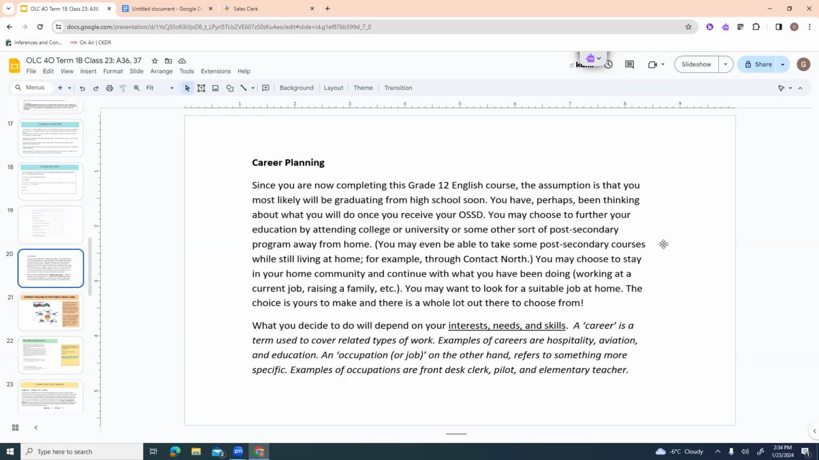A career is a term used to cover related types of work. So some examples of careers are hospitality, aviation, education. An occupation or a job title usually is a bit more specific. So an occupation might be front desk clerk at a hotel, or pilot, or elementary teacher.